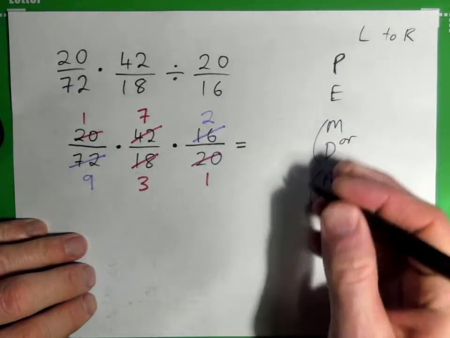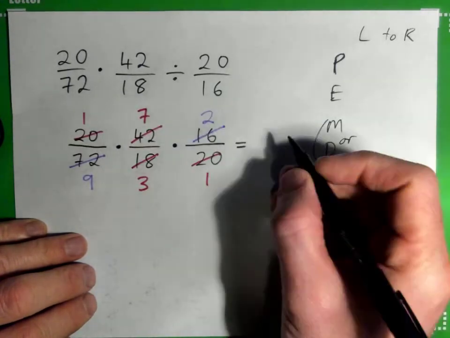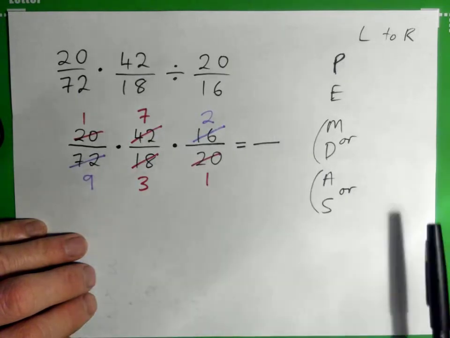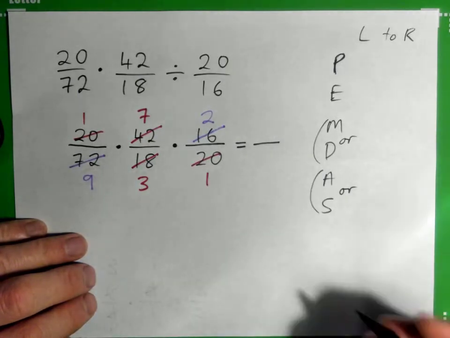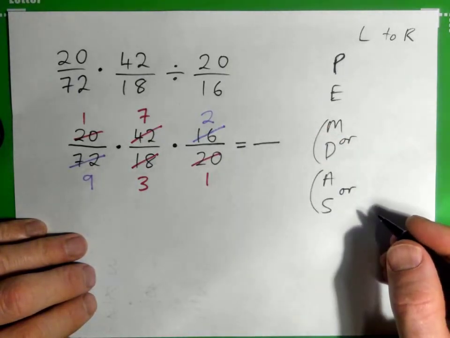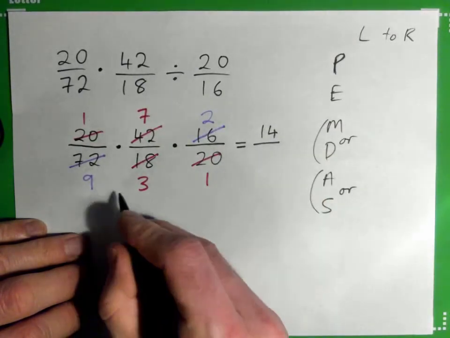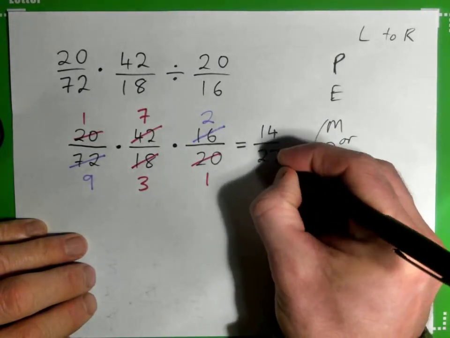So on the top we have 1 times 7 times 2. And on the bottom you have 9 times 3 times 1. So what's the answer? Yeah, 1 times 7 times 2 is 14. 9 times 3 times 1 is 27. And we're done. That's it.